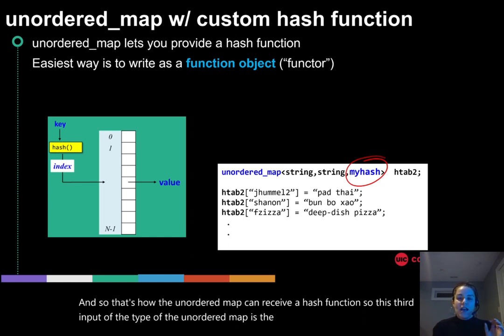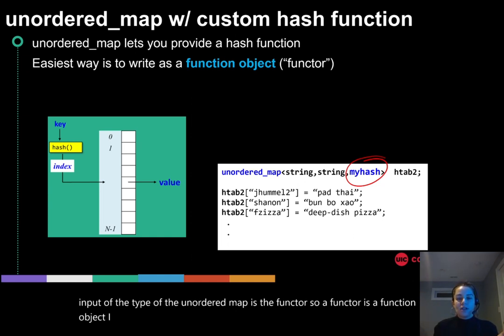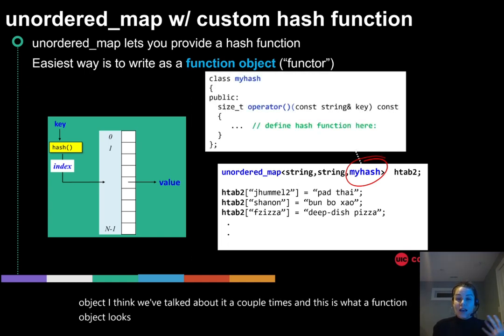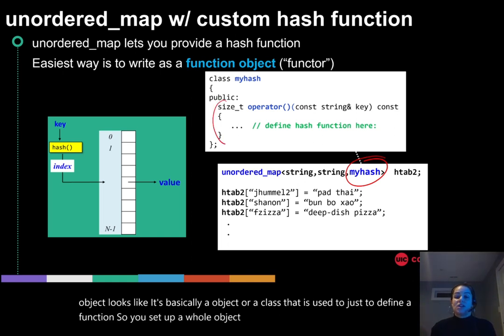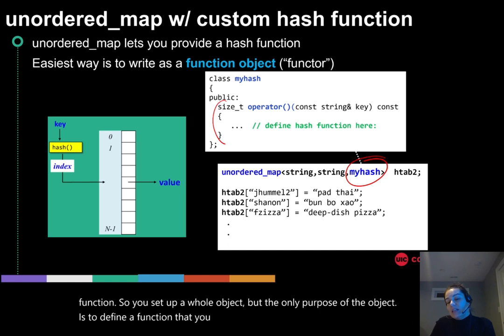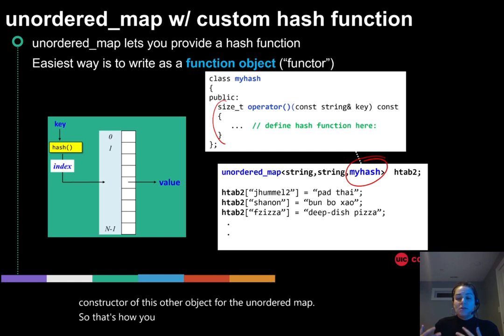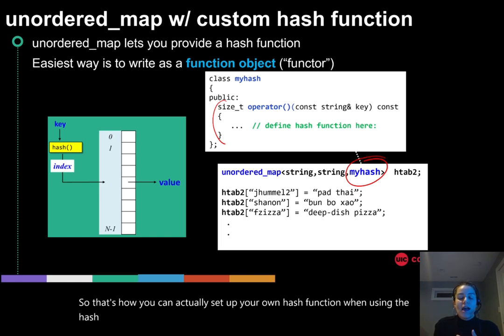So a functor is a function object. I think we've talked about it a couple times, and this is what a function object looks like. It's basically an object or a class that is used just to define a function. So you set up a whole object, but the only purpose of the object is to define a function that you can then pass in to another function or into the constructor of this other object for the unordered map. So that's how you can actually set up your own hash function when using the hash map or the unordered map. And it's a nice thing to play around with and kind of look at what the difference is.